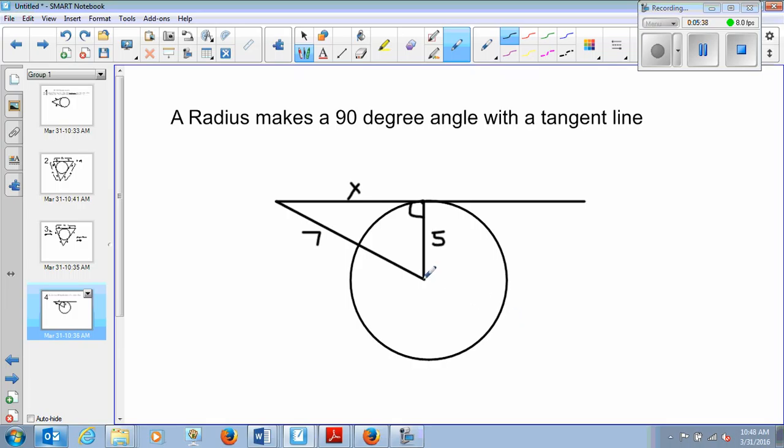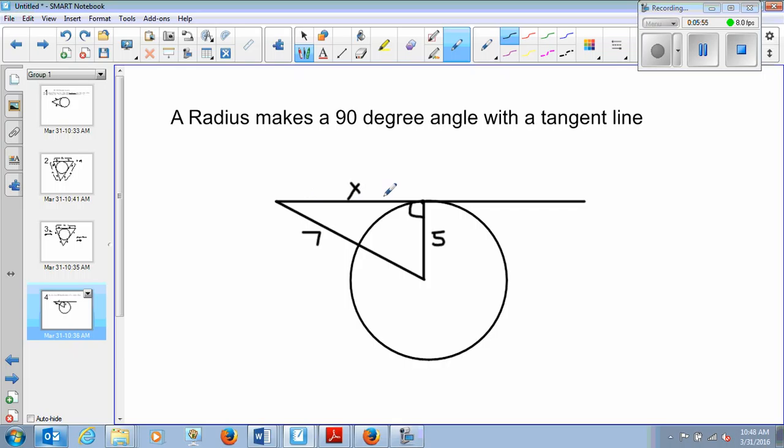Here's the center of the circle. So this is not a 90-degree angle here. It's where the tangent line and the radius touch that is going to be 90 degrees. So think about what type of triangle this creates. It creates a right triangle, which means that I could use the Pythagorean theorem to solve for a missing side.